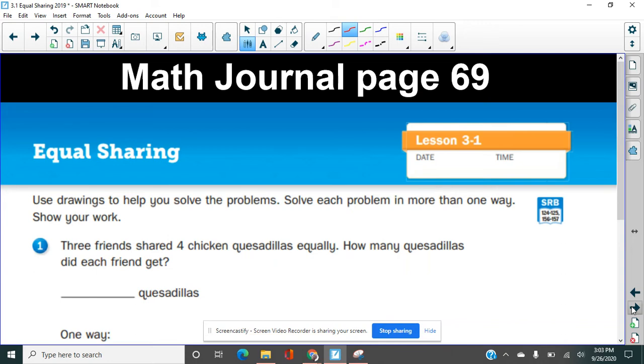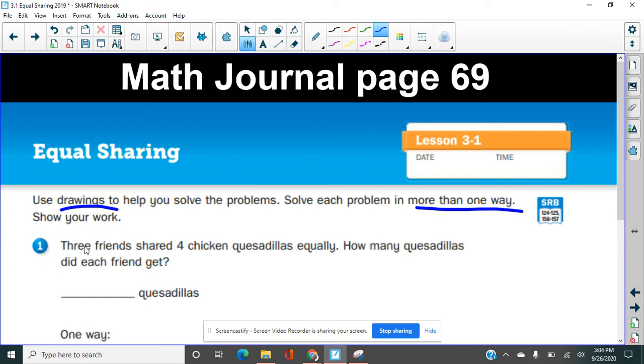I'd like for you to open up in your math journal now to page 69, because we are going to do number 1 here completely together. So you can follow along and I might ask some questions, but honestly, I'm probably going to just model this for you a lot because it can be a little complex, but I think that you'll get it as we go. All right, so let's look. Use drawings to help you solve the problem. So we have to draw. Solve each problem in more than one way and show your work. All right, let's do that.